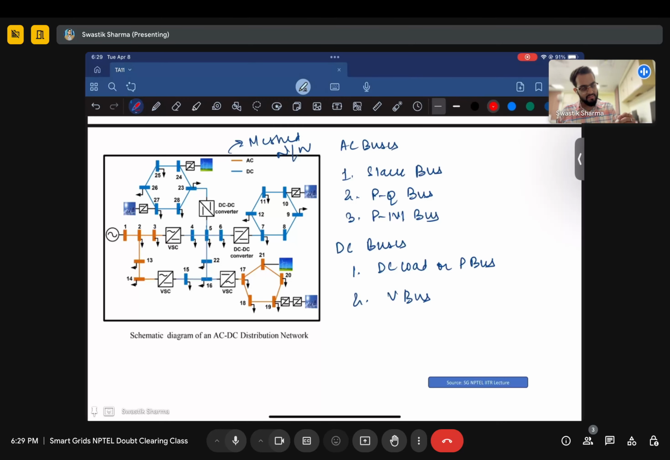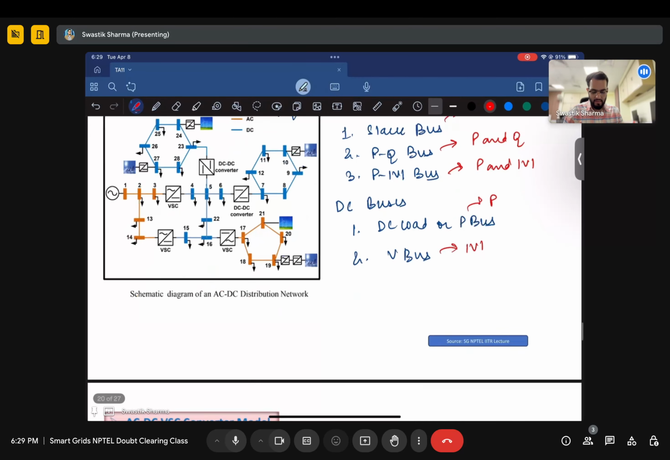Now, how are these different buses characterized? For a slack bus, you just keep it as reference, so you know V and delta: 1 angle 0. For the PQ bus, you know P and Q, but V and delta are unknown. For the PV bus, P and V are known, while Q and delta are unknown. Similarly, since it's a DC bus, for a P bus you just need to know P, and for a V bus, you know the magnitude of V. That is how these different buses are characterized in this diagram.